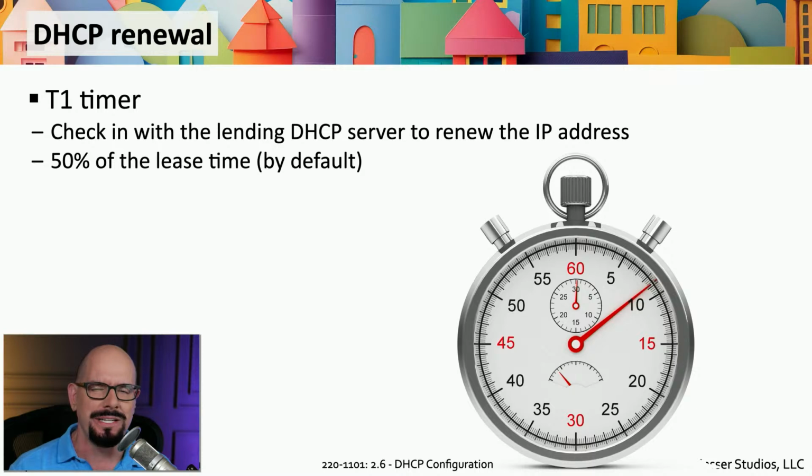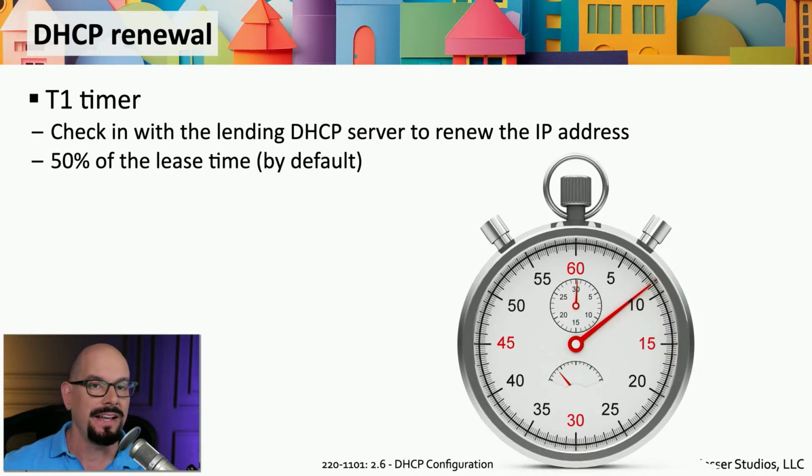If you have a one-year lease, you don't usually check in at the 6-month part and say, we're still good with our lease, right? That's not what we do. Wait until the end. But with DHCP, very different. We check in halfway through, 50% of the lease time by default. There are ways to, of course, change those defaults, but not many people do. You commonly leave it at the default 50%.